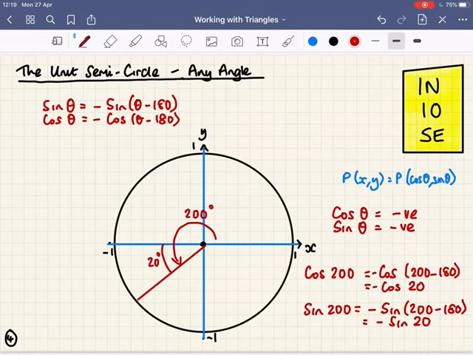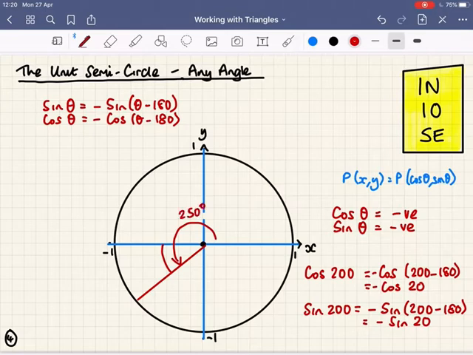So let's imagine it wasn't 200 degrees anymore. Say it's not 200 degrees. Let's imagine this is an angle of 250 degrees. Why not? 250 degrees.